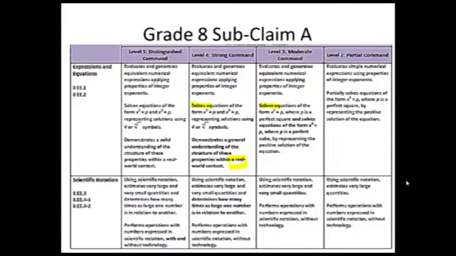And so one other thing to know in this table as well, under the scientific notation row, is that you see in this level 2 and 3, I'm just using scientific notation to estimate very large quantities, level 2, very large and very small quantities, level 3. And then I get into the more relative comparison and determine how many times as large one number is in relation to the other in level 4.